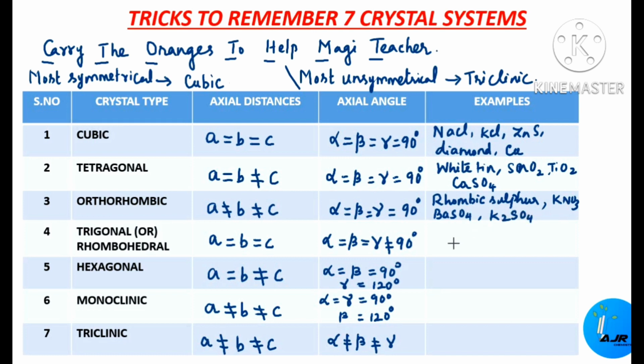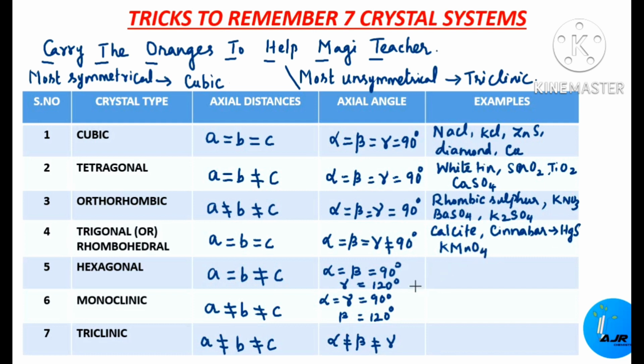Next comes trigonal. The trigonal is otherwise called rhombohedral. So under trigonal, we have calcite. What is calcite? Calcite is nothing but calcium carbonate, is it not? So calcite belongs to this. And then cinnabar. What is cinnabar? Cinnabar is nothing but HgS. HgS is otherwise called cinnabar. And then in some of the questions they have asked potassium permanganate. Potassium permanganate comes under trigonal structure.